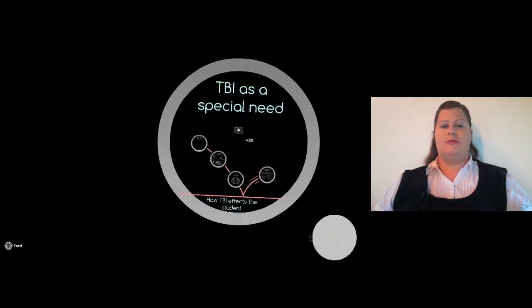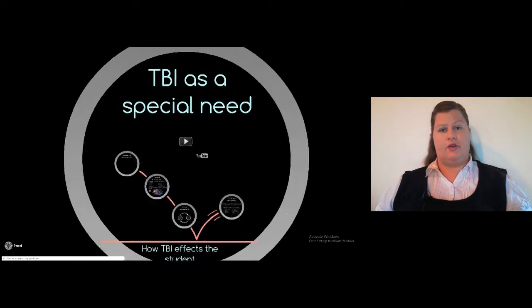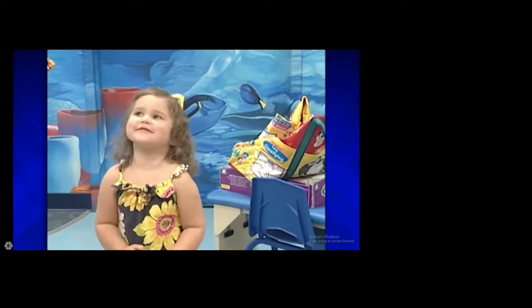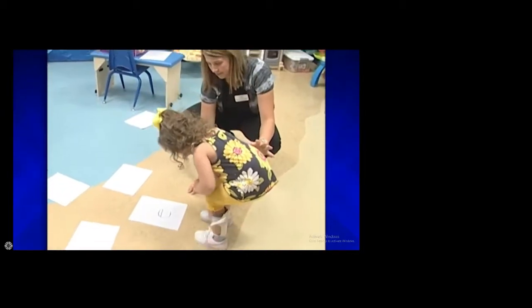Certainly, TBI is more complicated than the typical bruised brain that comes to mind. Unlike broken bones or bruised organs, TBI requires a complicated process of recovery. Just look at this little 3-year-old girl. As you look at 3-year-old Callie Zetek, you wouldn't think just months ago she almost didn't make it.